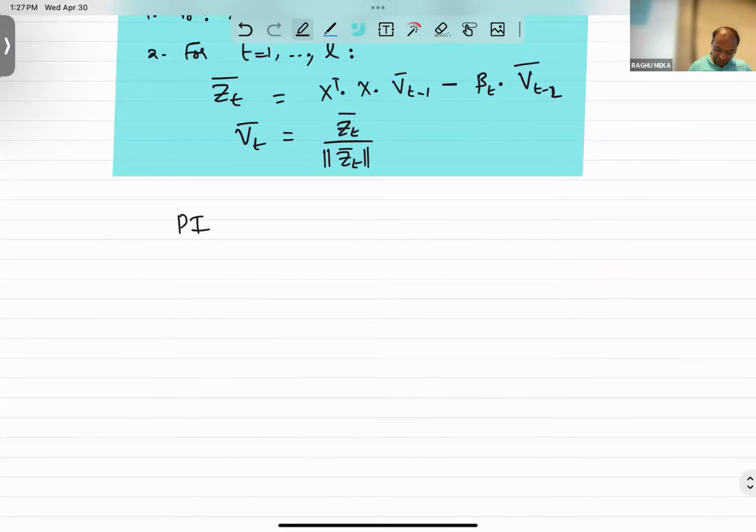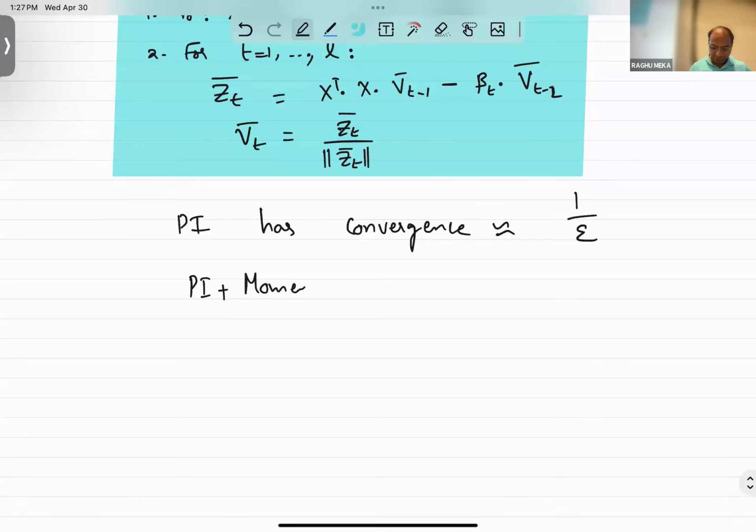And power iteration has convergence which is roughly 1 over epsilon, if there's an epsilon gap, or if you want to get epsilon close to the objective function, then it has roughly 1 over epsilon rounds. Power iteration plus momentum gets you 1 over square root of epsilon. Okay. Make sense? Any questions?